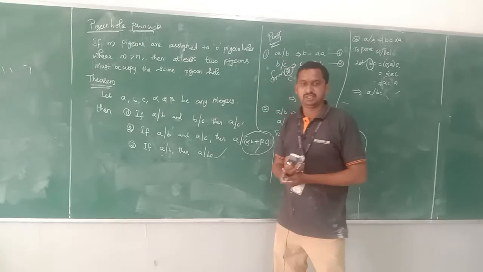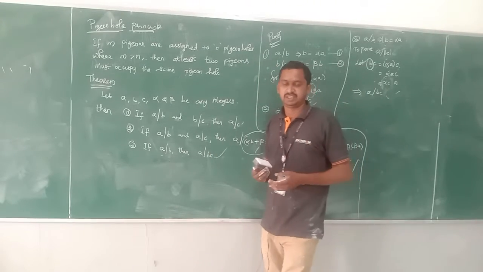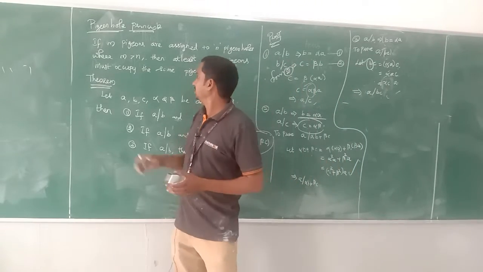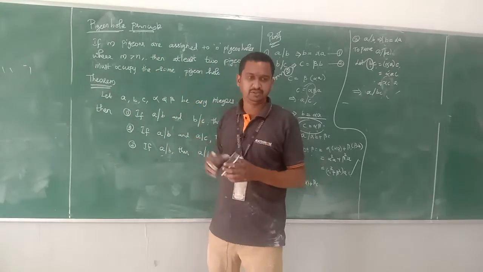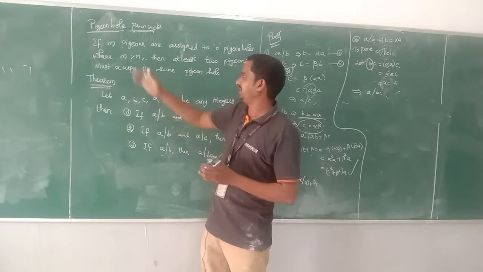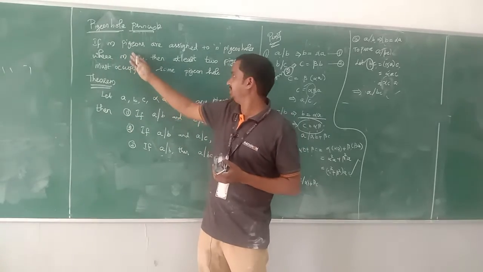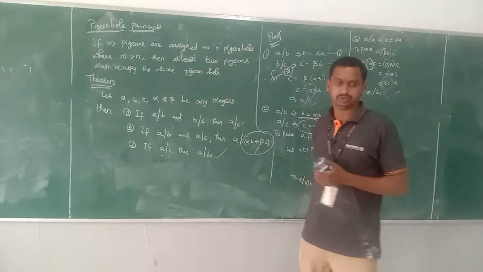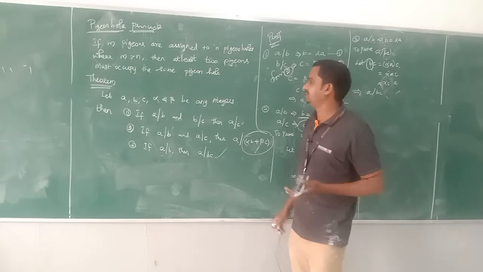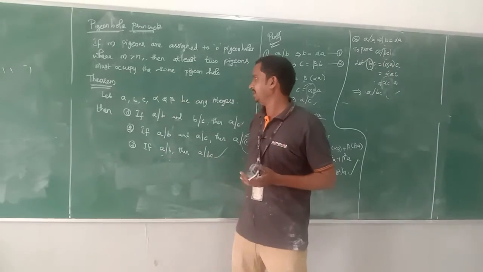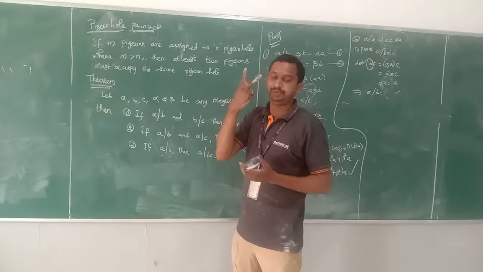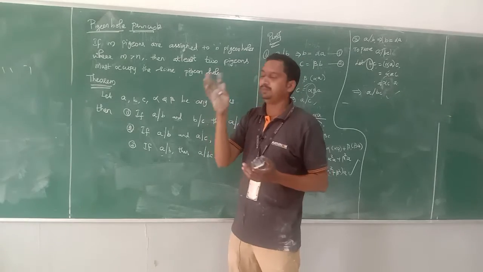Now after the division algorithm, we discuss the concept of the pigeonhole principle. Then after that, you can discuss a small theorem. Before going to that, what is the pigeonhole principle? The pigeonhole principle says that if m pigeons are assigned to n pigeonholes, where m is greater than n, then at least 2 pigeons must occupy the same pigeonhole.